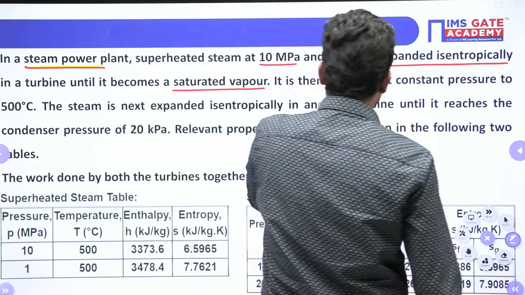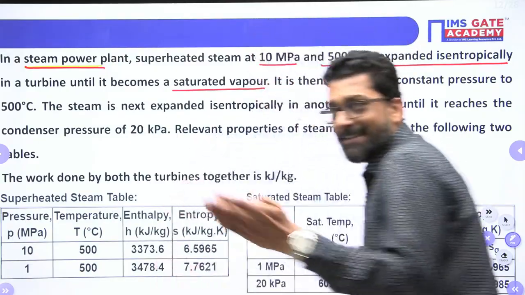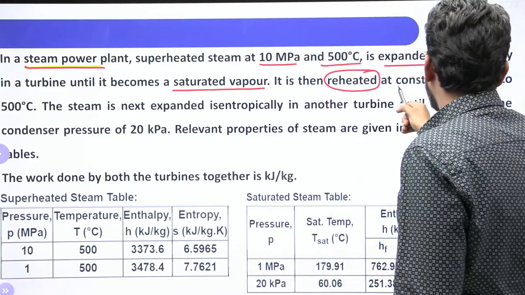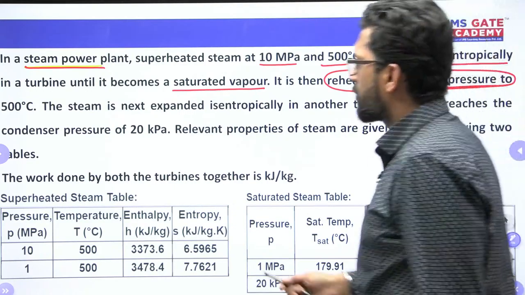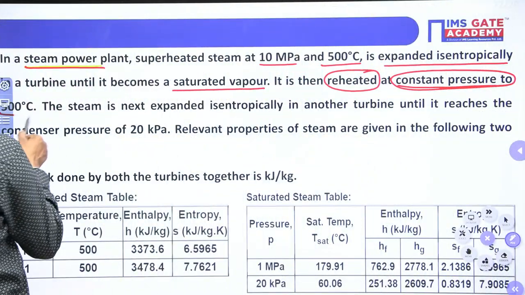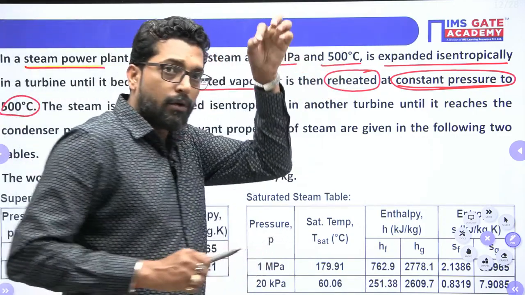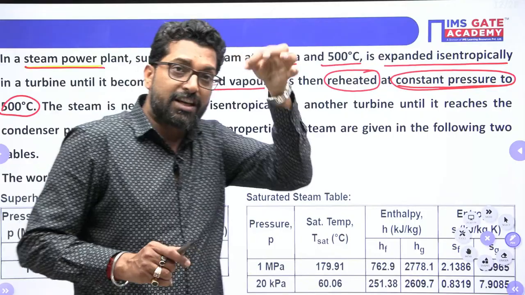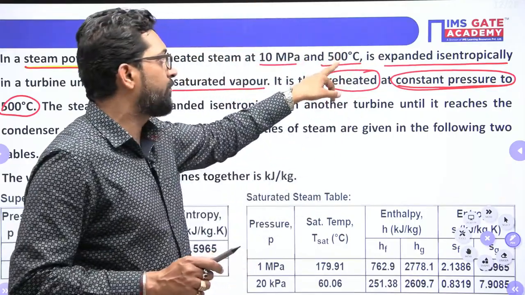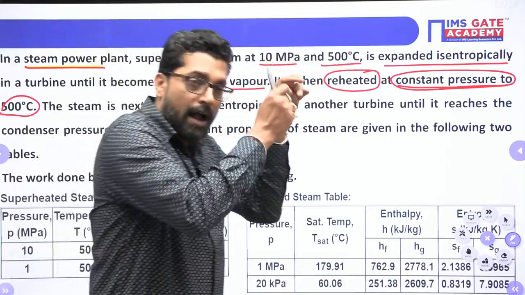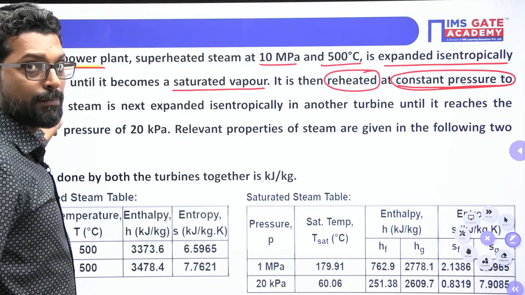It is then reheated. Reheating is at a constant pressure process, no problem. Reheated at constant pressure at how much? 500. That means, beta, when the steam enters the turbine, what temperature? 500. Now again we reheat to the 500 temperature.